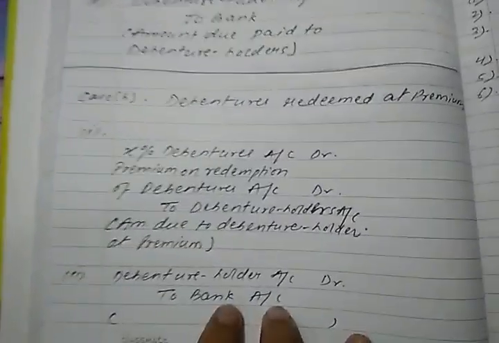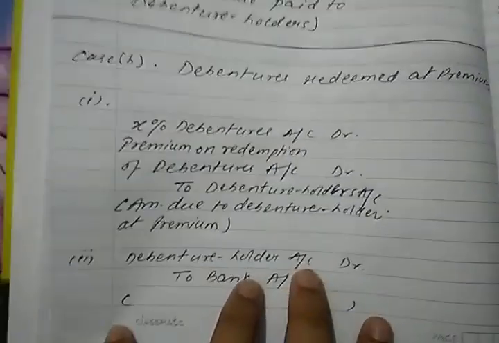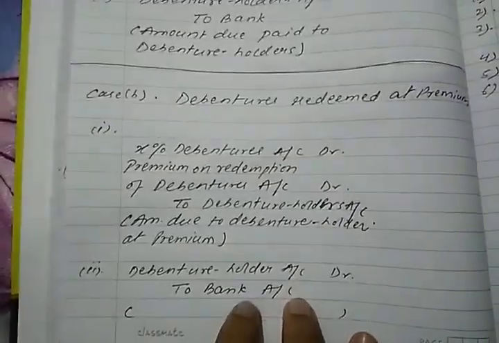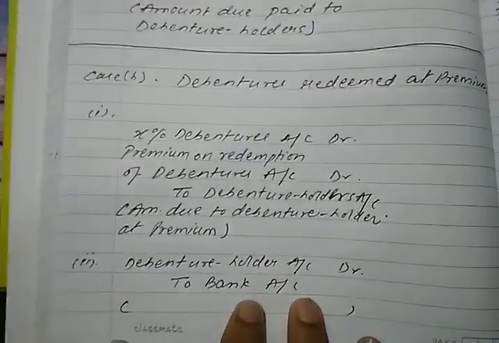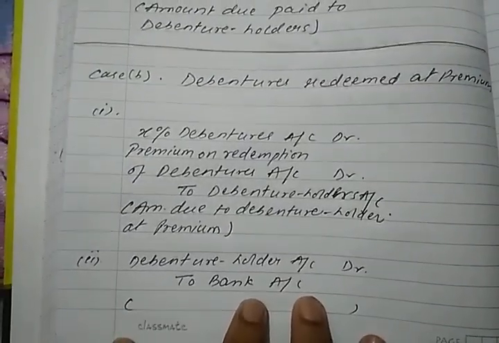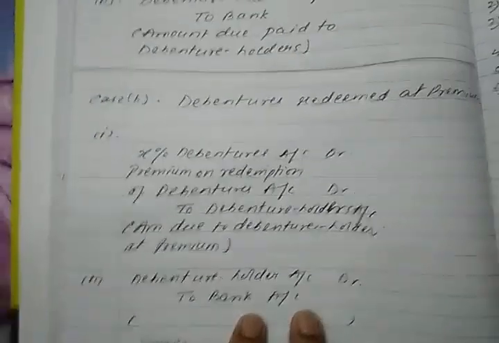So this was the topic, redemption of debentures. Whenever the journal entry related to debentures is asked, we need to do the treatment by way of journal entry in this form.